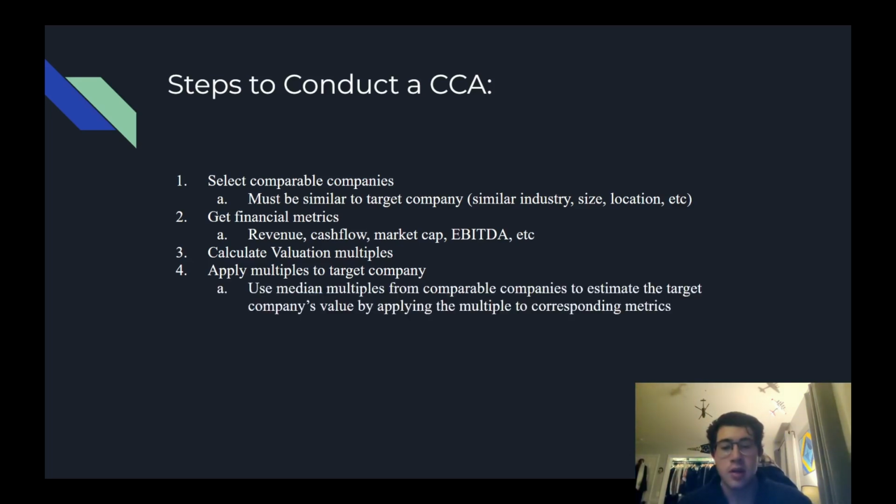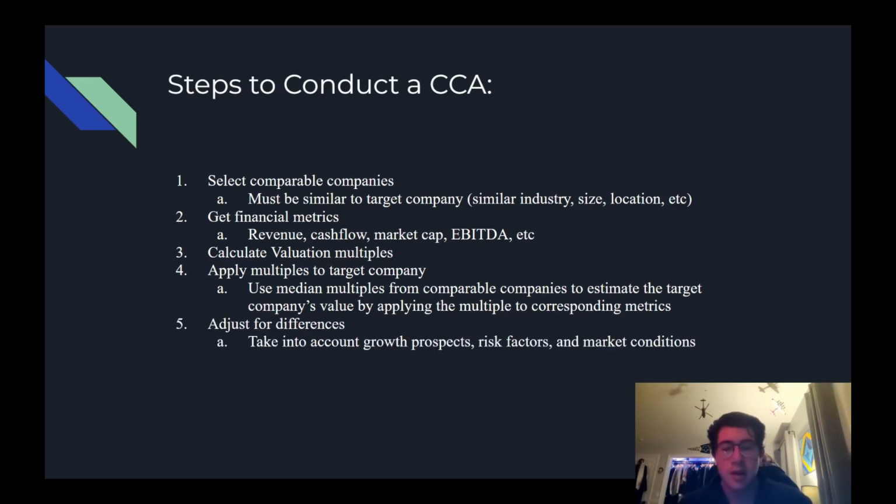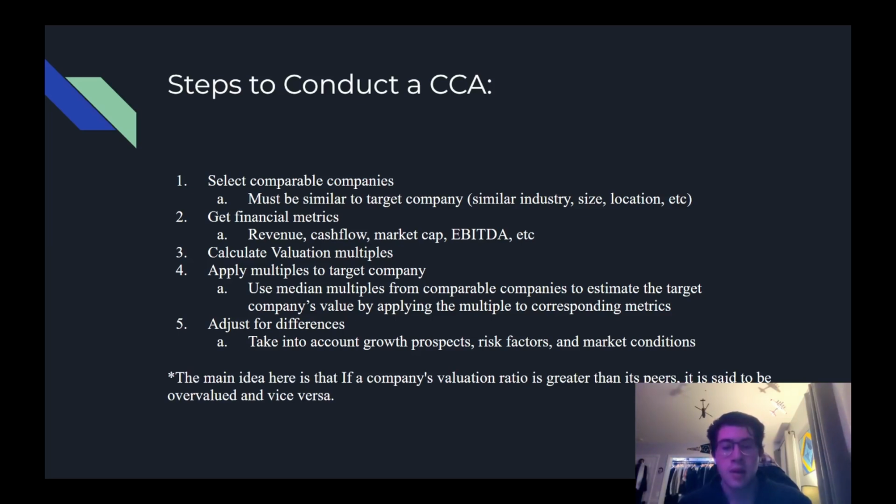After you get the valuation multiples, you apply the multiples to the target company. You use a median of multiples from comparable companies, so companies similar to the target company, to estimate the target company's value by applying the multiple to the corresponding metrics. And then after that, you have to adjust for the differences, such as taking into account growth prospects, risk factors, and whatever the market conditions may be. Basically, the main idea here is that if a company's valuation ratio is greater than its peers, it's said to be overvalued. And if the company's valuation ratio is lower than its peers, it's said to be undervalued.